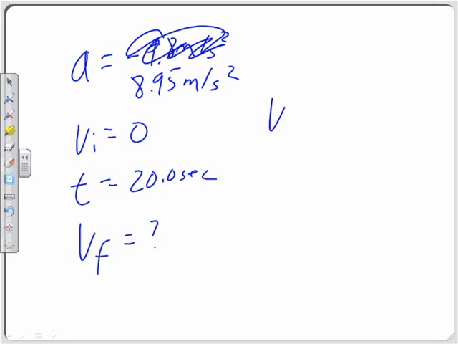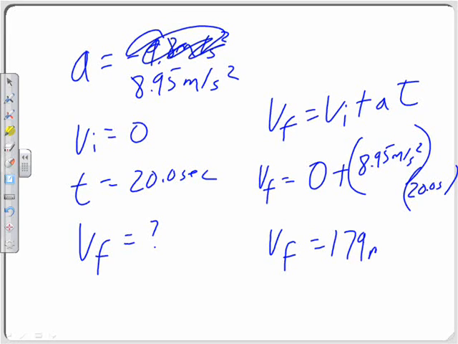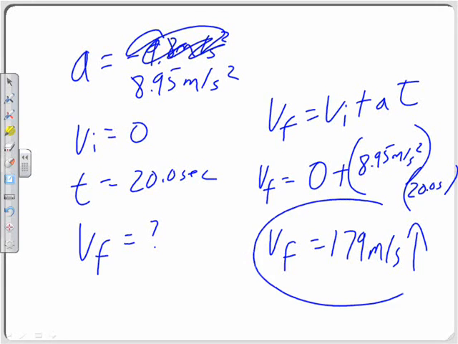So I'm hoping that you can see that vf equals vi plus at would be a nice equation for us here. And that vf equals 0, our initial velocity, plus 8.95, our acceleration, times t, 20 seconds. If we do the math on that, 8.95 times 20, we end up with a final velocity of 179 meters per second, and that is in the upward direction. So that would be our final answer on part 2B.